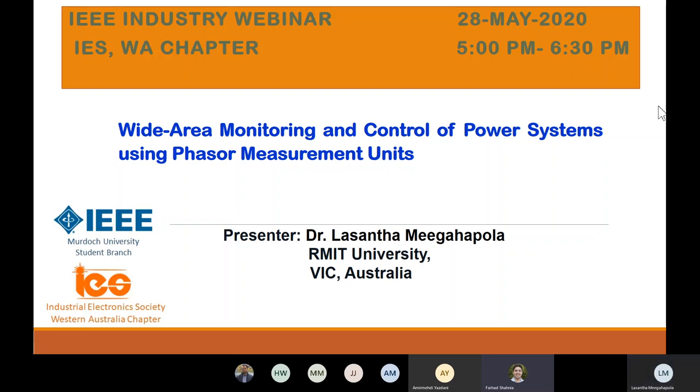To begin, I'll read very briefly a summary of Dr. Meegahapola's CV. Lasantha received his PhD from Queen's University of Belfast in the UK in 2010. During his doctoral studies, he worked on the power system stability issues of networks with high wind penetration, in collaboration with Ireland's transmission system operator, EirGrid.